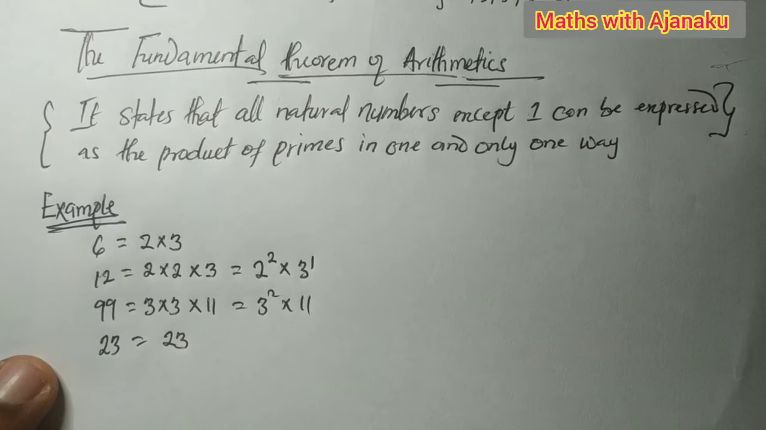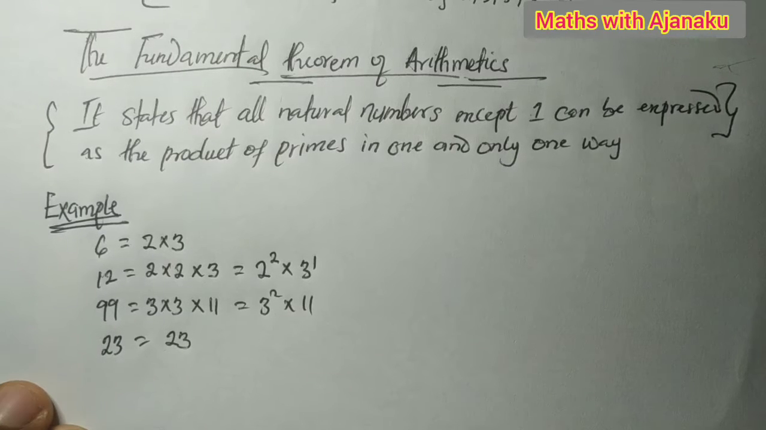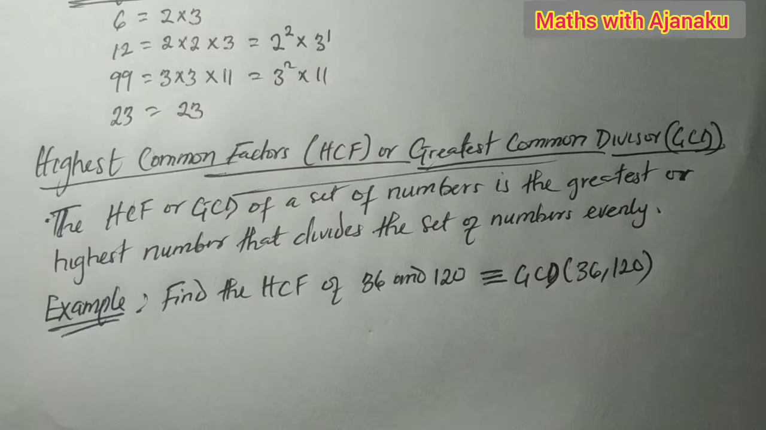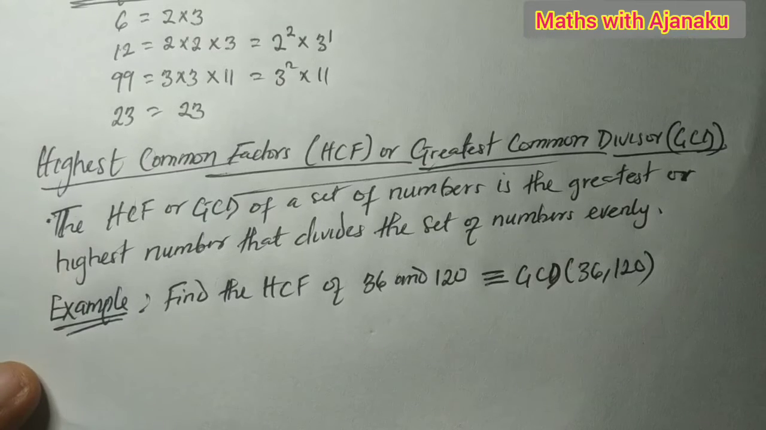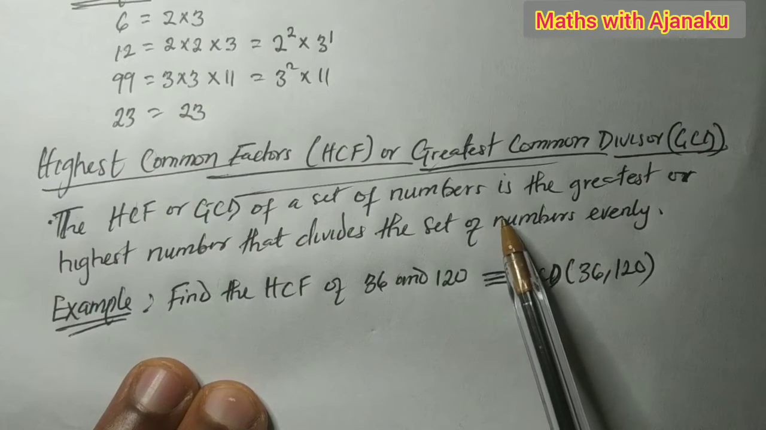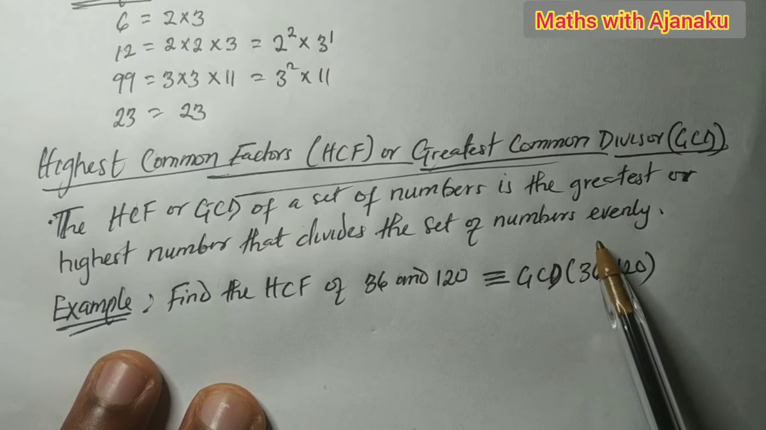This theorem made it easy for us to get our HCF, aka GCD, and LCM so easily through the idea of the prime factorization method of numbers. Now let's discuss GCD or HCF, highest common factor or greatest common divisor. The HCF or GCD of a set of numbers is the greatest or highest number that divides the set of numbers evenly.